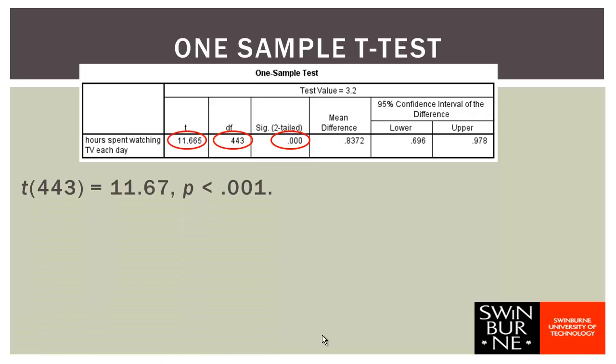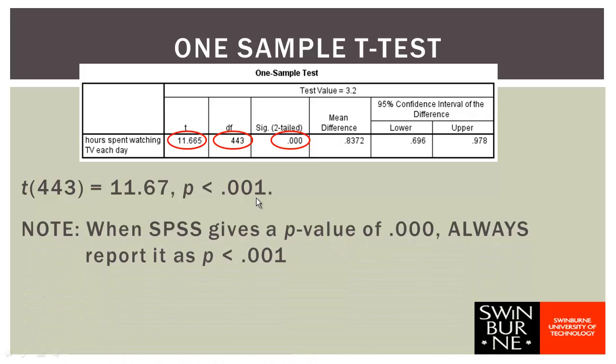And we report them like this. So we say t, and then the degrees of freedom goes in here in brackets after the t. We give the actual value of t, 11.67, and then we report that p is less than 0.001. So note that when SPSS gives you a p-value of 0.000, it's always reported as p is less than 0.001.